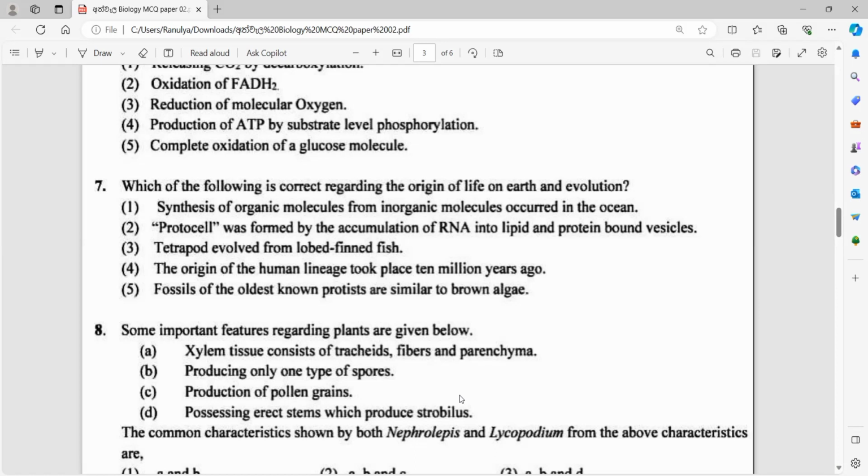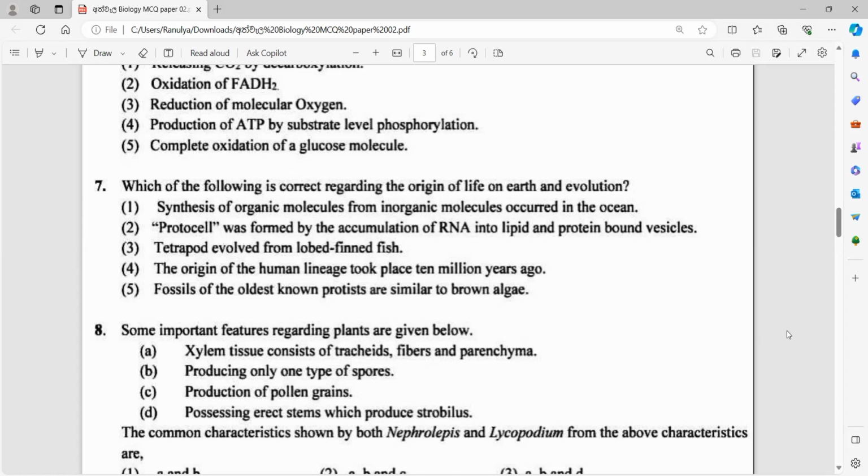Fourth one, the origin of the human lineage took place 10 million years ago, right? Now, human species originated around 195,000 years ago, right? That is incorrect. Fossils of oldest known bodies are similar to brown algae? No, similar to green algae. So the answer should be the third answer. Tetrapods evolved from long finned fish.